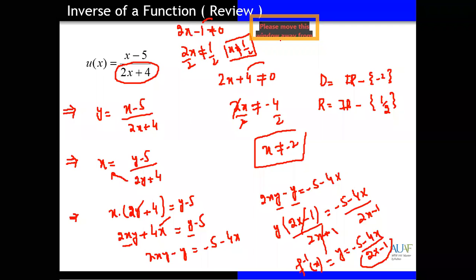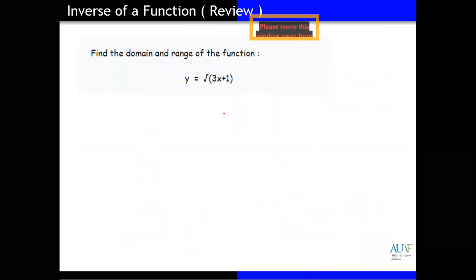This was our example number one, a brief example. We have also another example. We can discuss how to find the domain, range, and inverse function. Let's suppose we have y is equal to the square root of 3x plus 1. So find the domain, range, and also the inverse function. But for the range, you need to find the inverse function, just for domain and range.